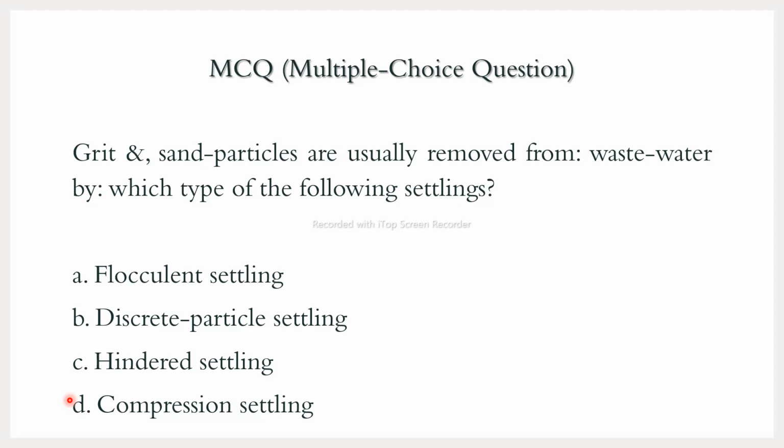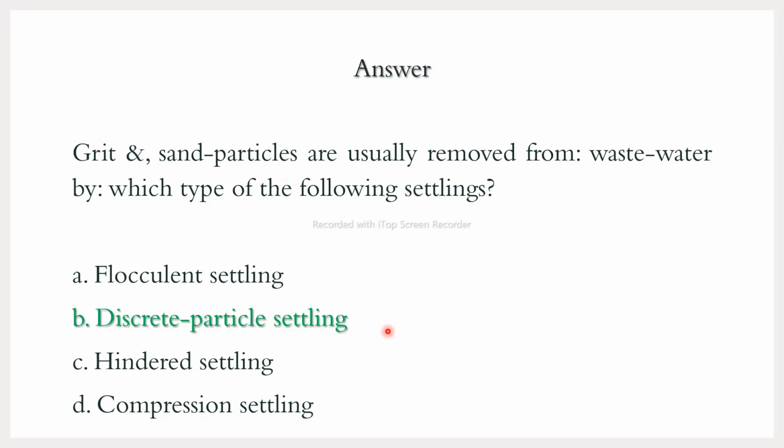Hindered settling means you are using certain baffles or something. So they are also not. I mean, though baffles may be there, their purpose is not the removal of sand and grit particles. So discrete particle settling will be the correct answer.